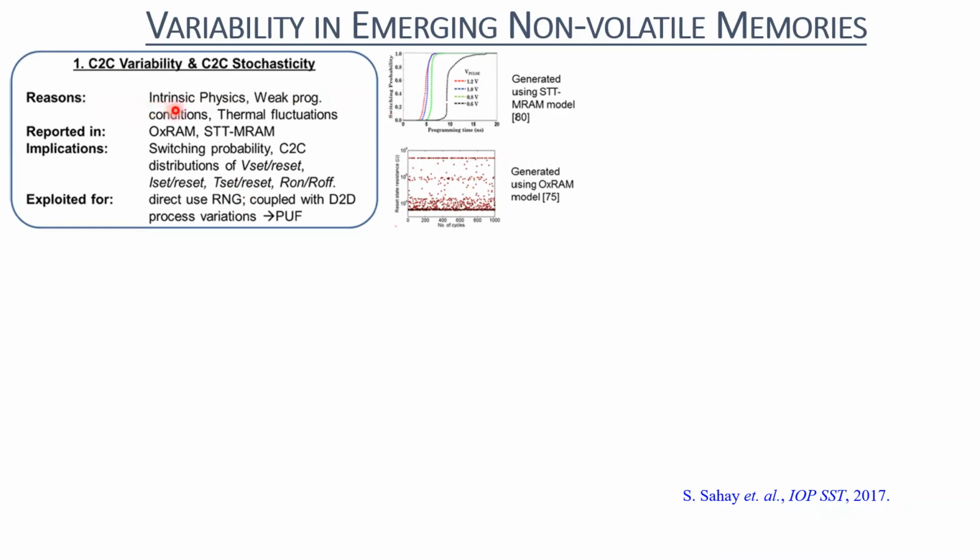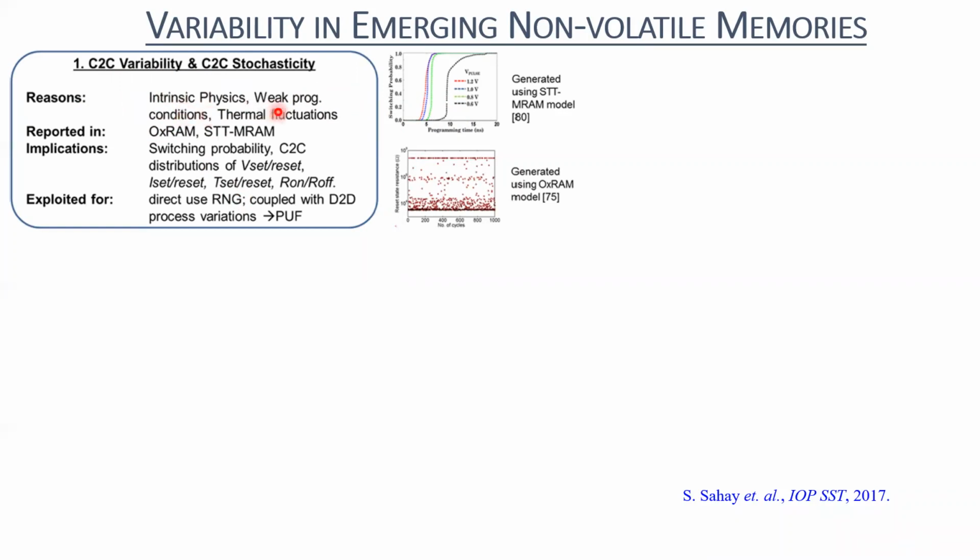So what are the different reasons for it? The reasons can be intrinsic physics. For instance, in RRAMs, as I told you, the conductive filament formation and dissolution is a stochastic process, and that comes from the physics. So because of that, the intrinsic physics leads to cycle-to-cycle or temporal variability in RRAMs.